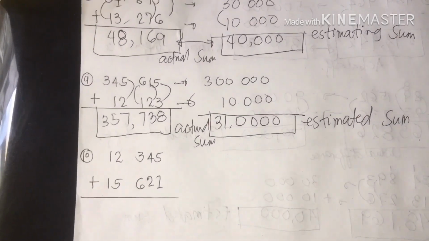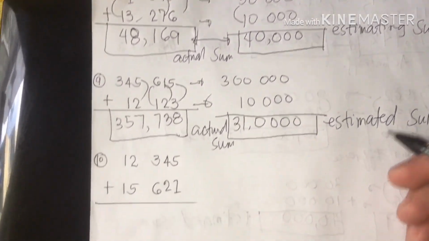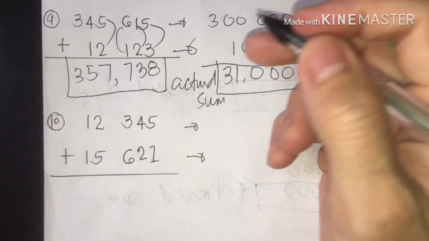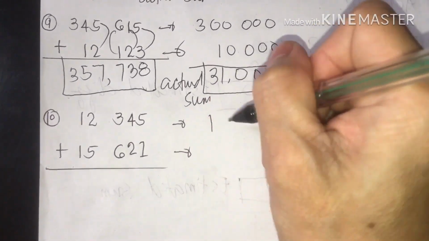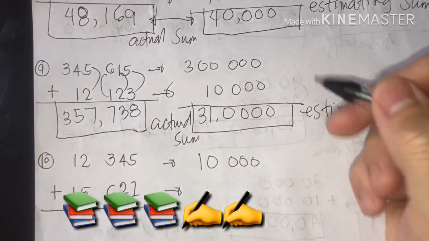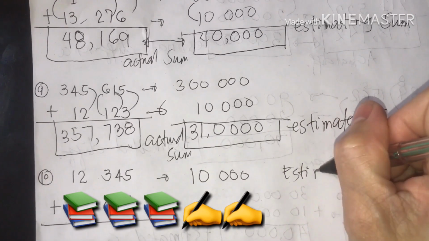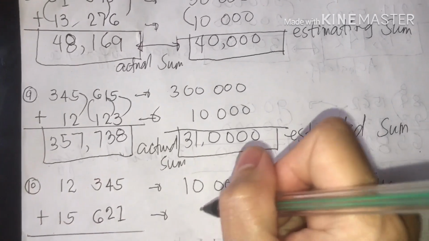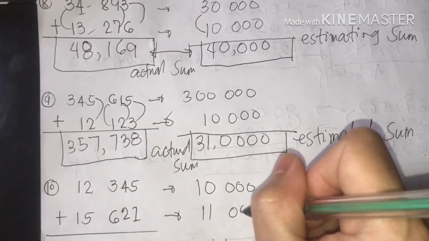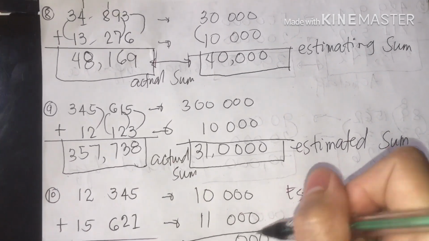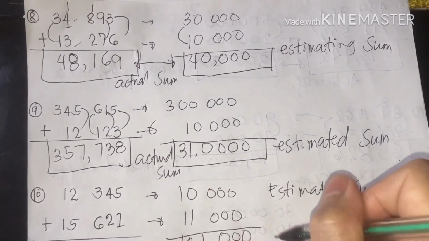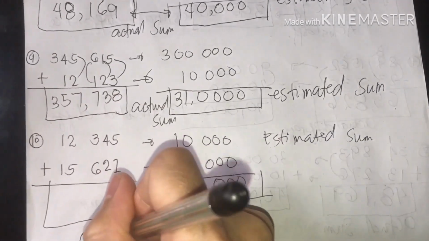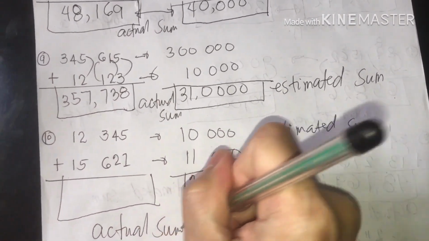Let's proceed to the last number class, which is 12,345 and 15,621. So we're going to have first estimated sum. Next, 15,000 becomes 11,000. Bring down 3 zeros. So we have 21,000. Next, for our actual sum.